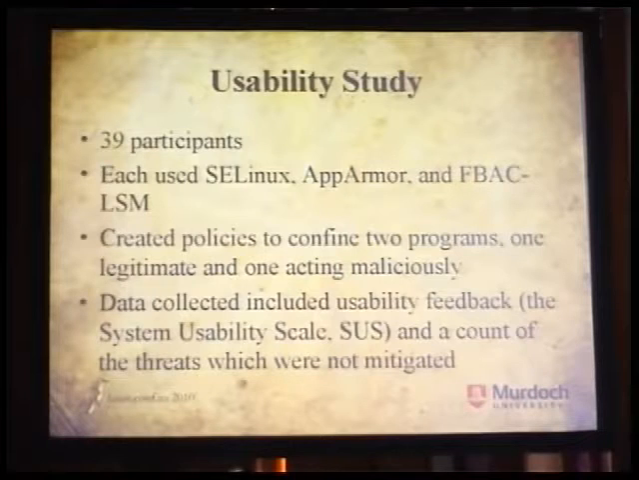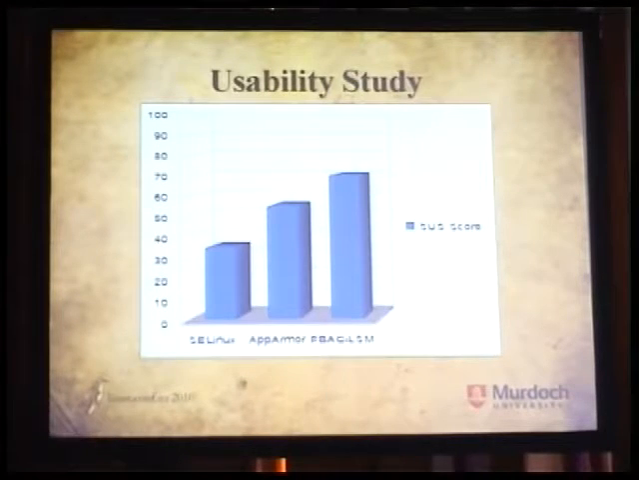I'll just give you a really quick overview of the results now, but obviously there's more. Some of the data collected included the system usability scale, which is basically a tool that's been verified that can give a score out of 100 for usability, and also a count of how many threats were actually left on the system after they finished. So how many of those program files were those programs left in a state of being able to access? So the usability score, this is a score out of 100. SELinux got just under 35 out of 100. AppArmor just under 55 out of 100. And the new system just over 70 out of 100.